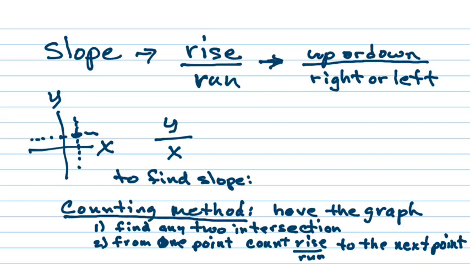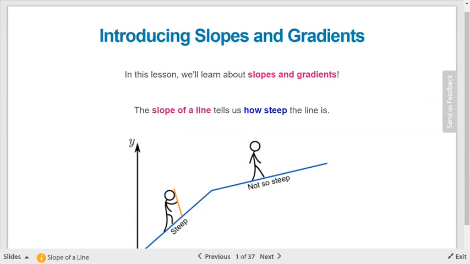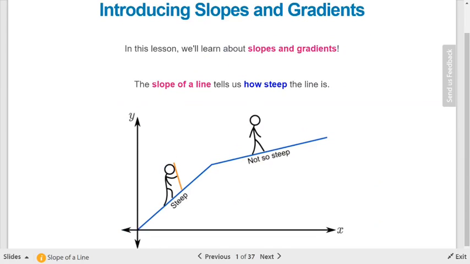So we're going to go to Education Perfect and look at some examples, and we're going to talk a little bit about what slope is. So here we go. All right. We're just going to go through a little bit of their discussion so that you can see the language they use and how they put things on, because that's where you're going to be doing your work, right?